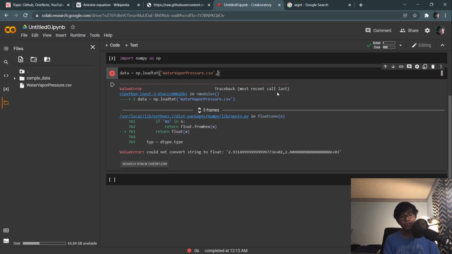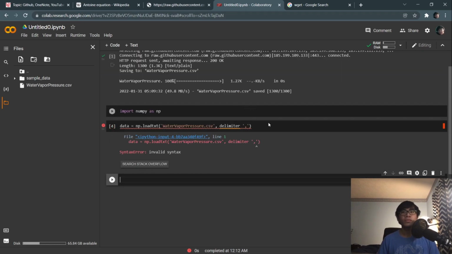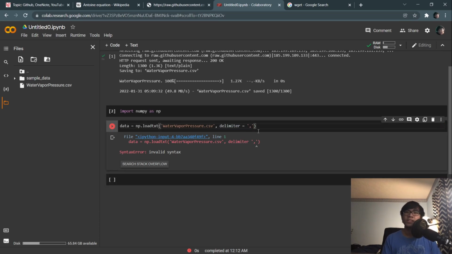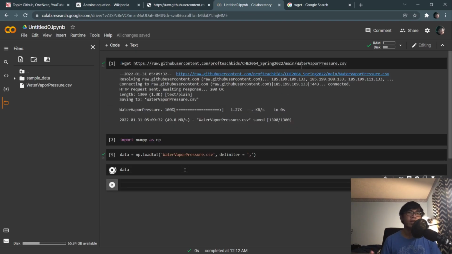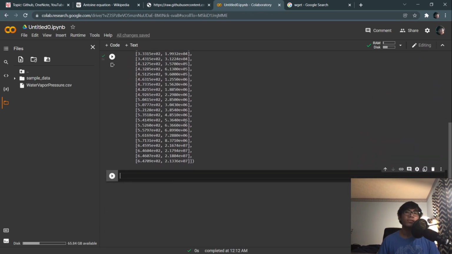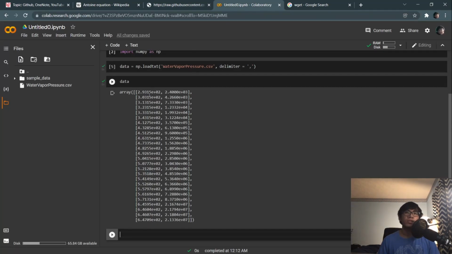So delimiter is a nice parameter we use to separate those comma separated values. Pretty neat. Oh, what did I do? Delimiter, oh, equals, sorry, syntax. And now we can actually call that array we just made, data, and it will have all those nice values we just found right here. I just matched it up, 2.93, yep, checks out. Cool, now we have this array.